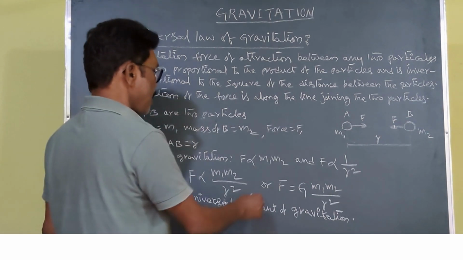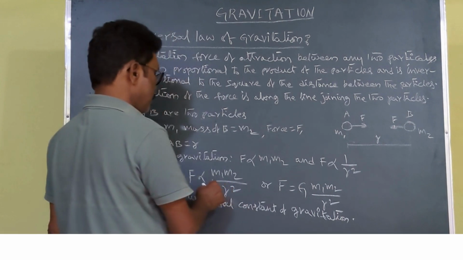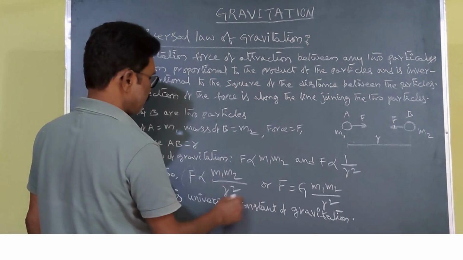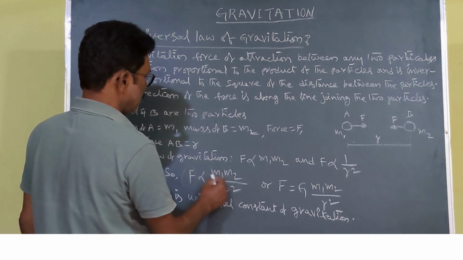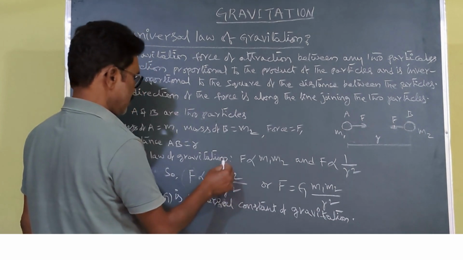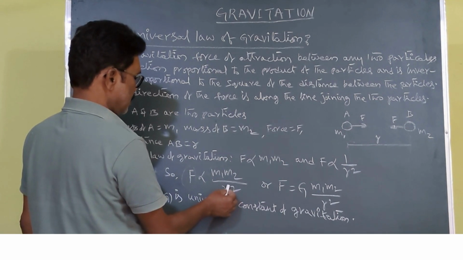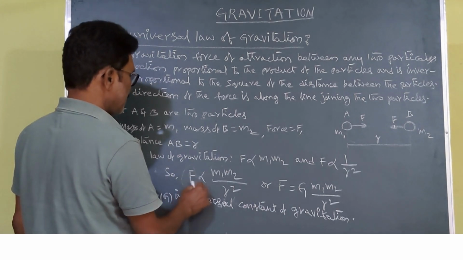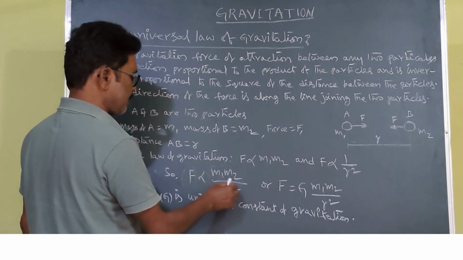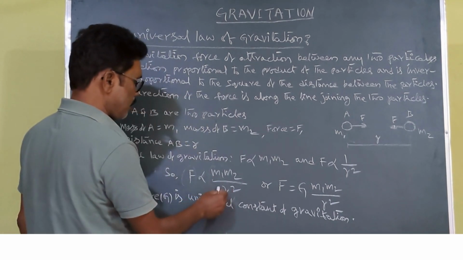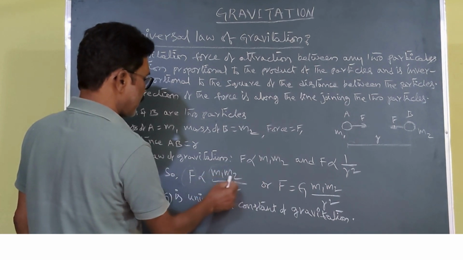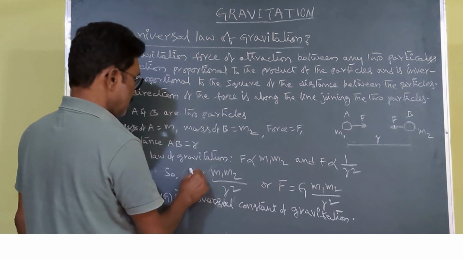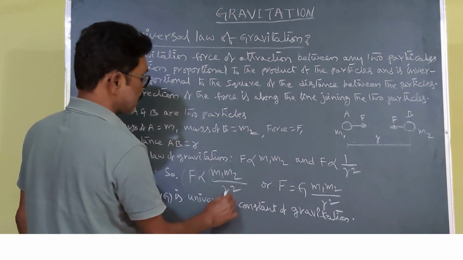M1 M2 divided by R square, or F equals, if you remove the proportionality sign, we know that if F is increased, the product of M1 and M2 is to be increased, or otherwise R square is to be reduced. Of course, if F is increased, this term is to be increased. That is directly proportional. What we have to understand is that the product of M1 and M2 is directly proportional to the force between the two particles, and the force is inversely proportional to the square of the distance between the two particles.